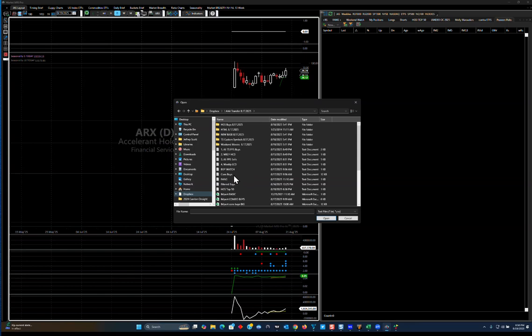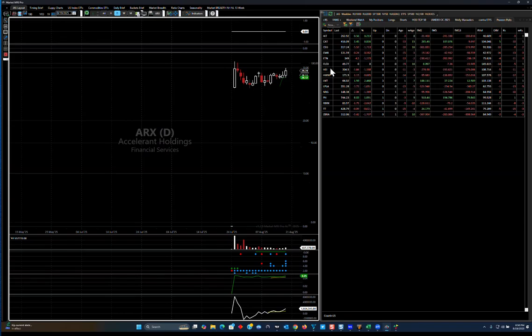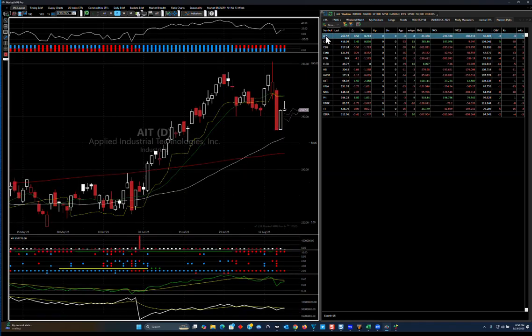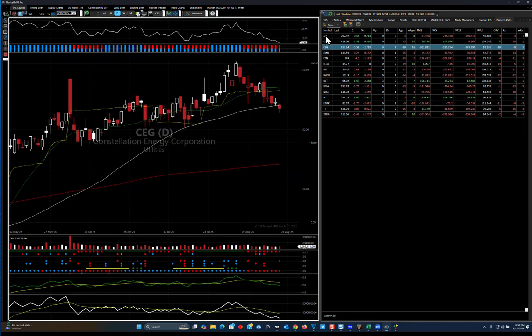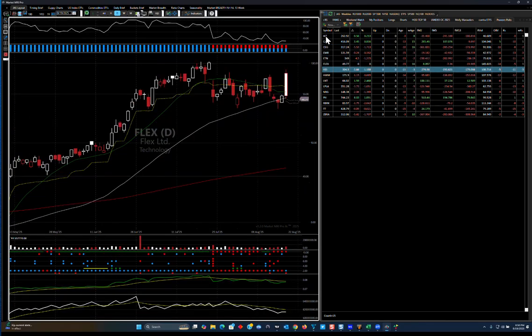I can either import a text file or I can import a CSV. I was looking at these as potential shorts. They probably were all up today because of the reversion to the mean. Then I could put them in a list, and using the down key, rapidly look at stocks and see what they're doing. And I will typically do that.